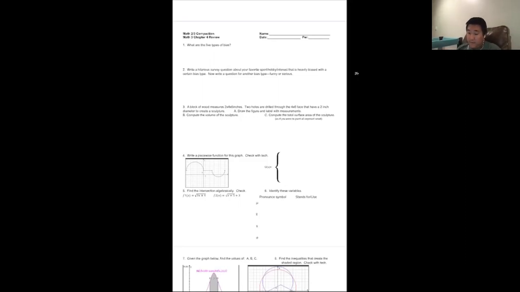This one, given the graph, find the values A, B, and C. Well, the mean is 30, 25, and 35. But you can tell by that marker right there. Skip.